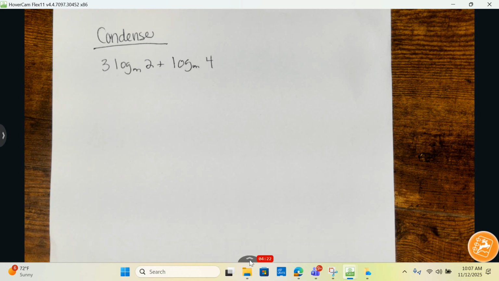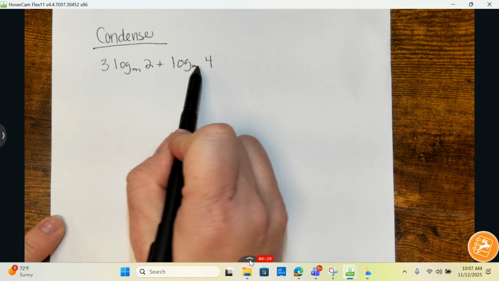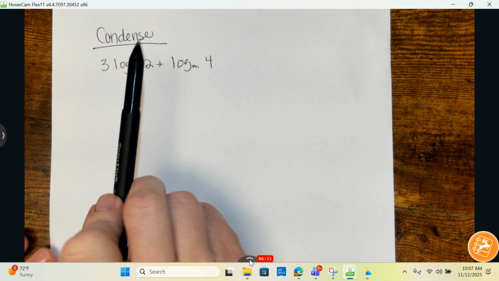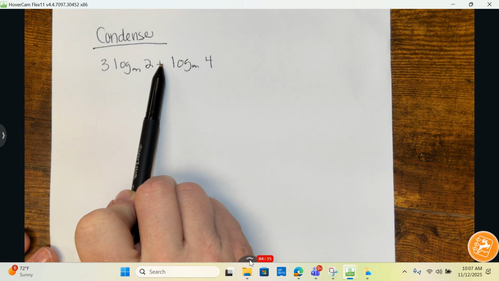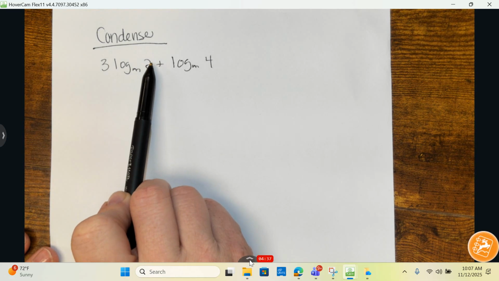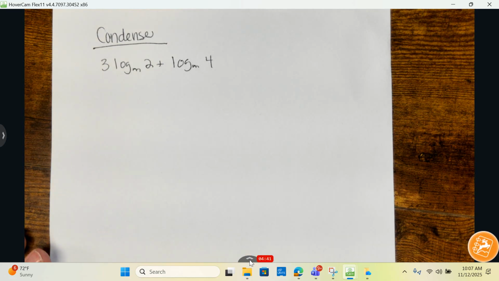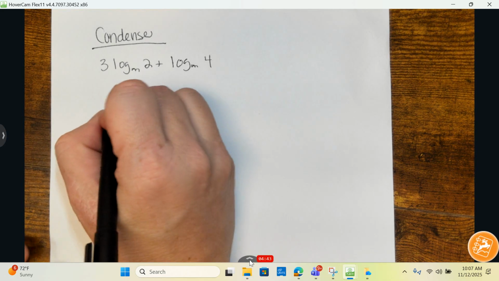The next few problems are going to be provided to us as expressions that are already in expanded form, and we're going to use properties of logs to then condense them. So again, if we see addition, we're going to turn it into what? Multiplication. And if we see subtraction, we turn it into division. Okay, here we go.